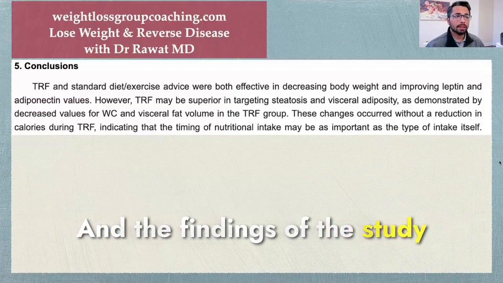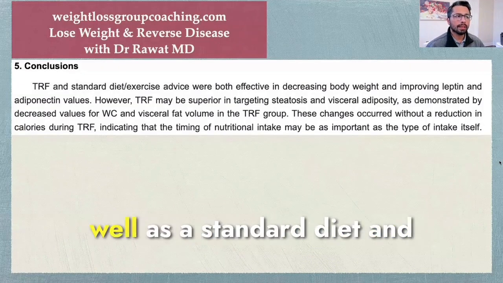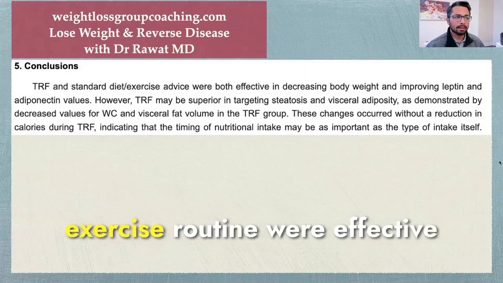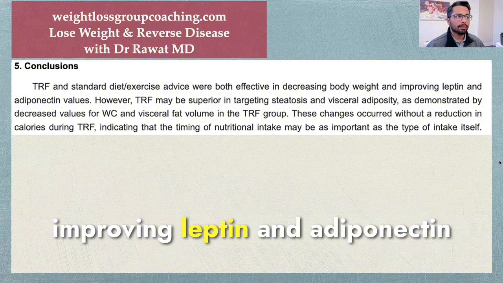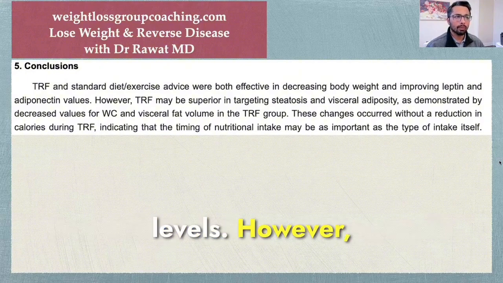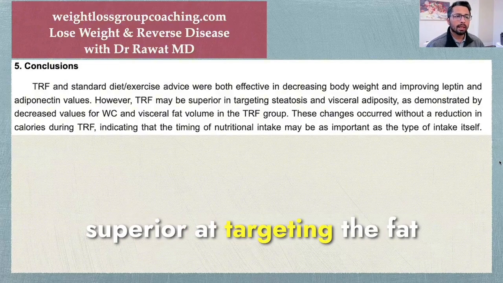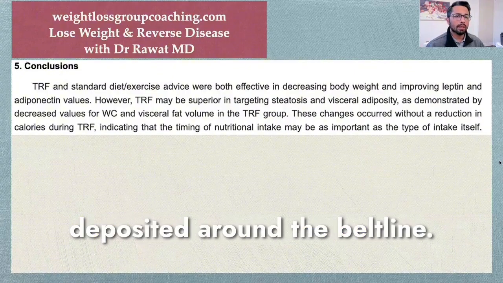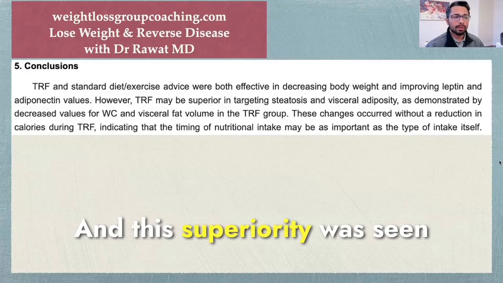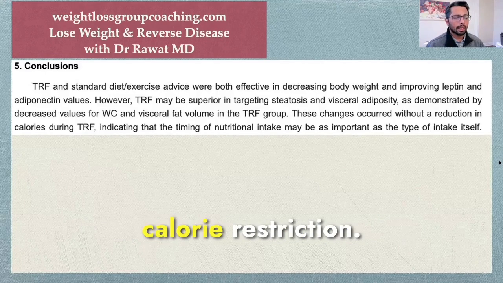And the findings of the study were quite remarkable. Both time-restricted fasting as well as a standard diet and exercise routine were effective in decreasing body weight, improving leptin and adiponectin levels. However, at a similar level of weight loss, time-restricted fasting was superior at targeting the fat within the liver and the fat deposited around the belt line. And this superiority was seen even after factoring in the calorie restriction.